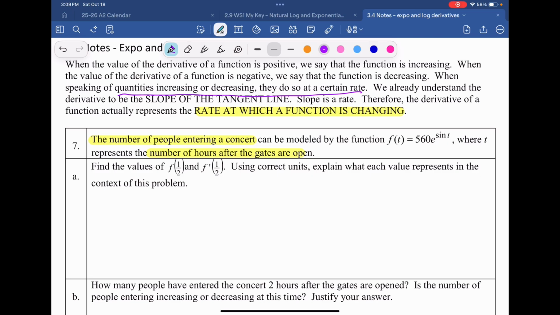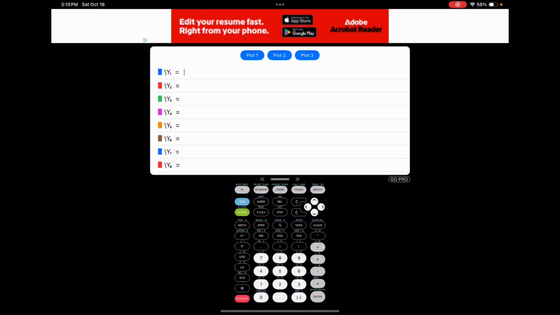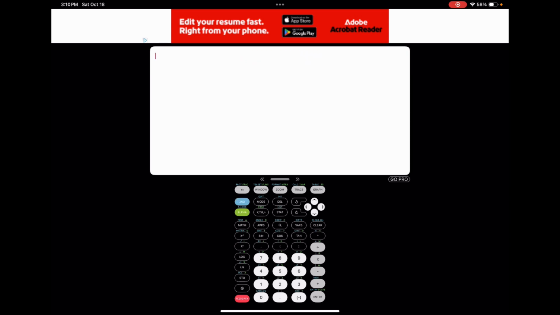All right, first thing I want to do is put this in my y1. So I'm already in y1, 560 e to the sine t. I don't have a t, but I can use the x. Go back to the main screen. And this is the awesome part, the easier way. You hit alpha, trace, y1. We're finding the value at 1/2, so y1 of, put your parentheses, 1/2. Enter.